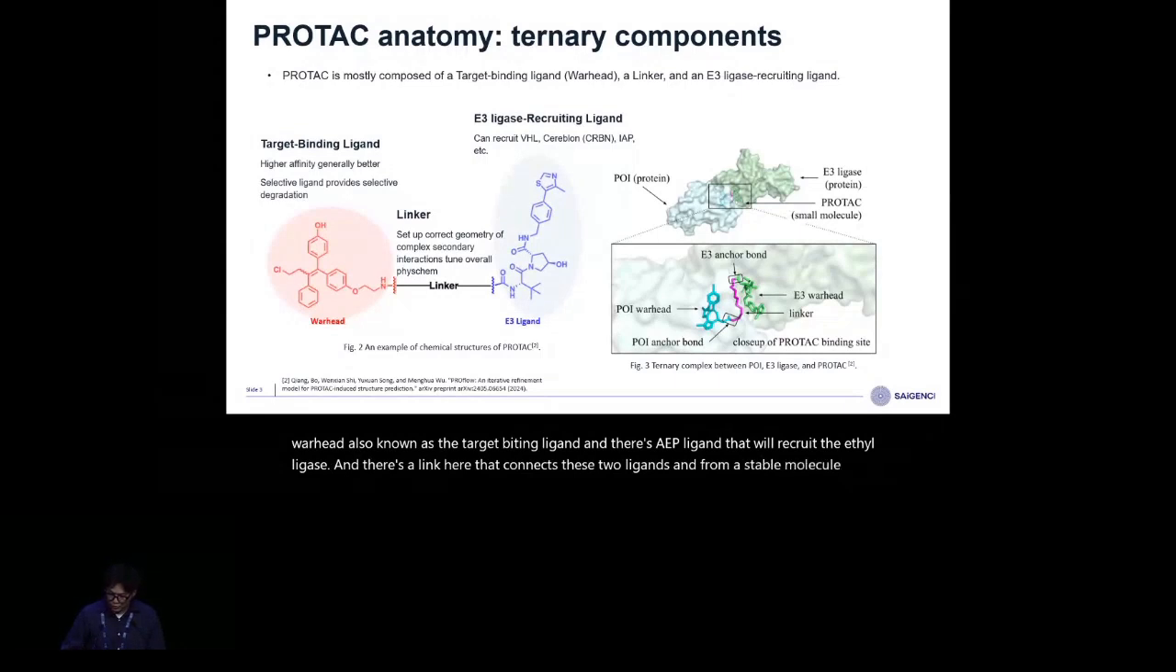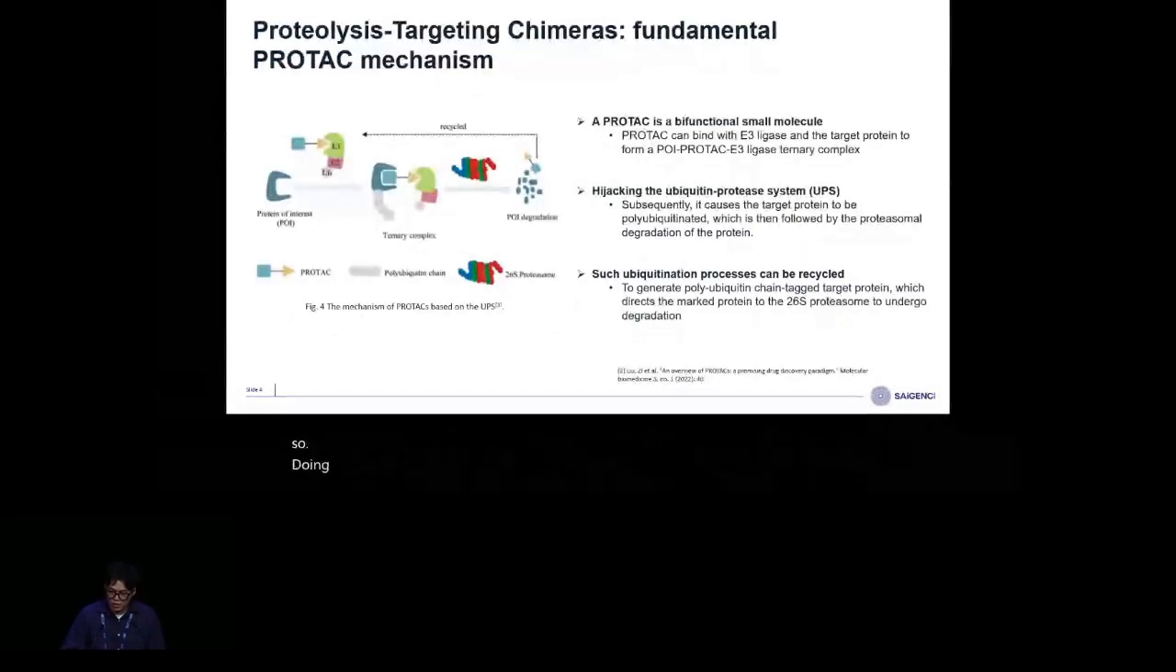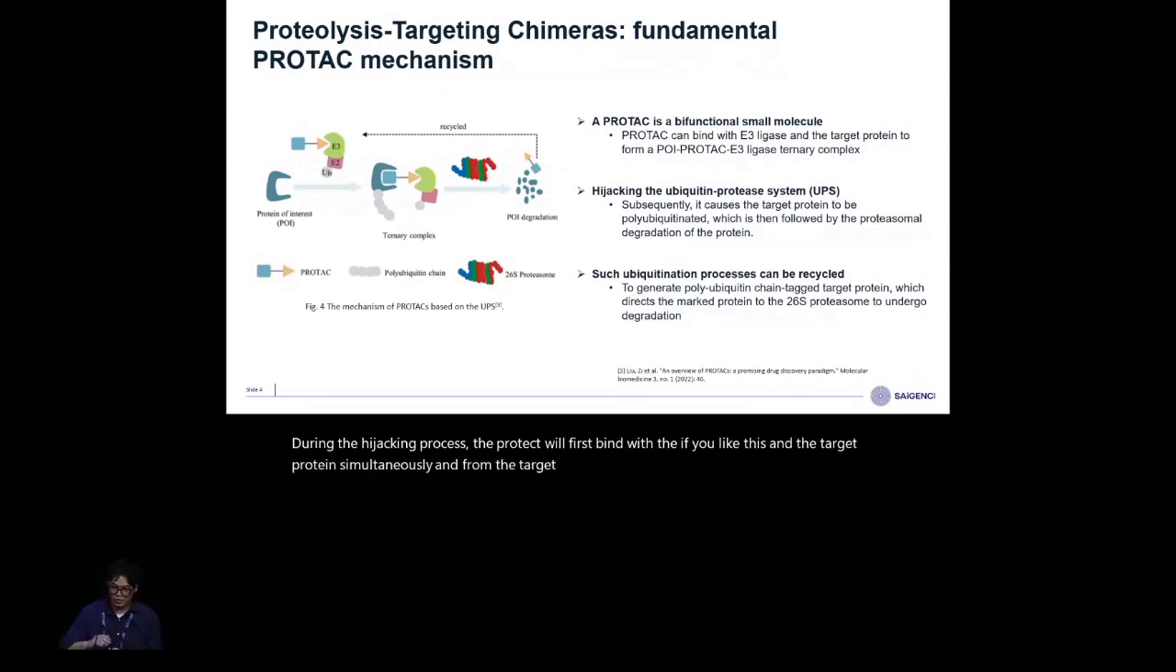So during the hijacking process, the PROTAC will first bind with the E3 ligase and the target protein simultaneously, and form a target protein, PROTAC, E3 ligase ternary complex. And then the PROTAC will cause the target protein to be polyubiquitinated, followed by the destruction of the target protein. And the best part about this process is that the PROTAC molecule can be recycled and continue this process again until the target protein is fully destructed.